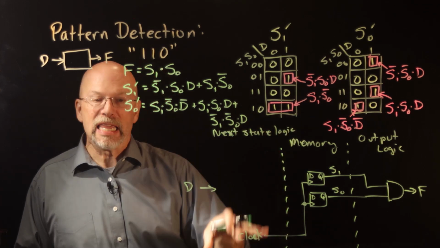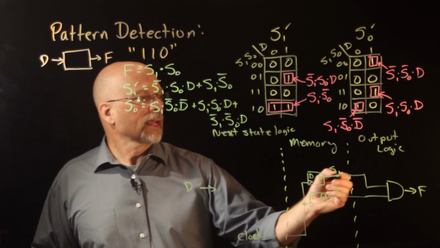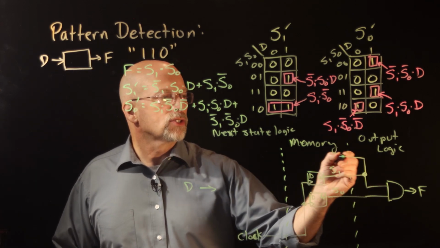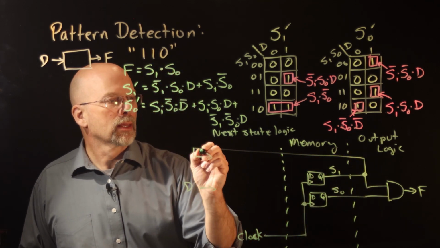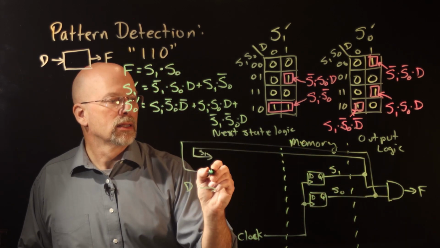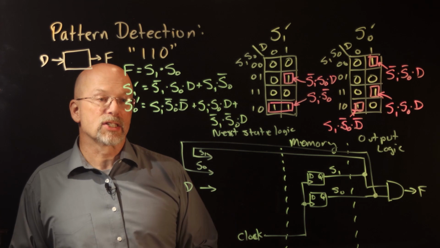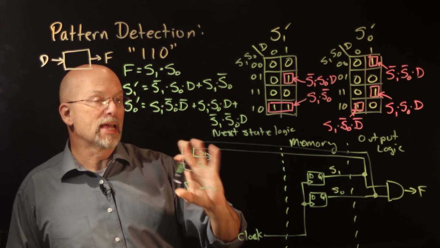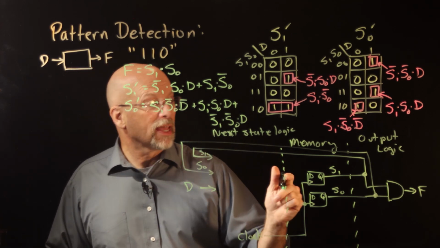All right, that's what goes here. Now, what does it look like? Well, remember, I need to bring S1 and S0 back to be able to compute what the next state is. Remember, the next state bits depend on all three of those. And where do they go?